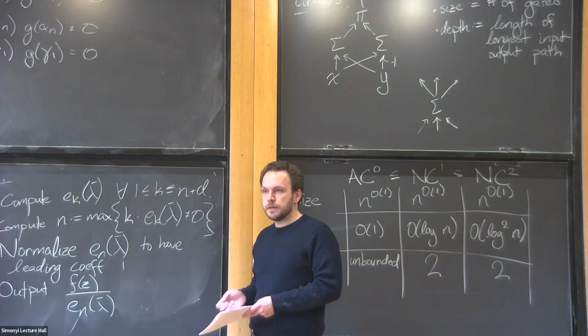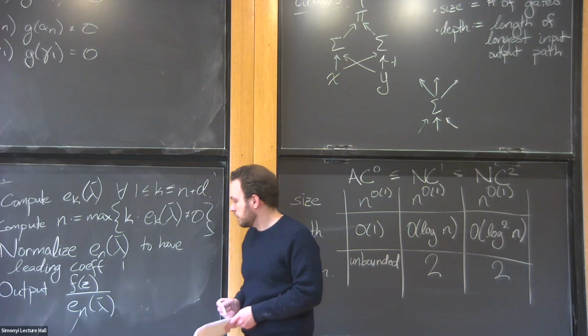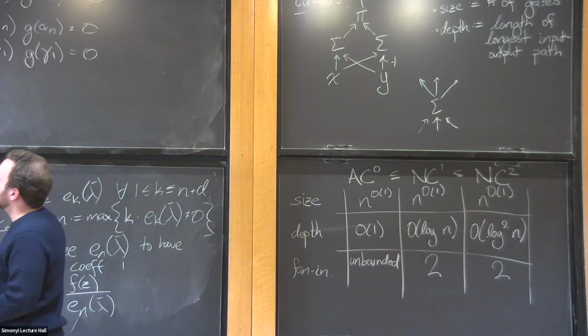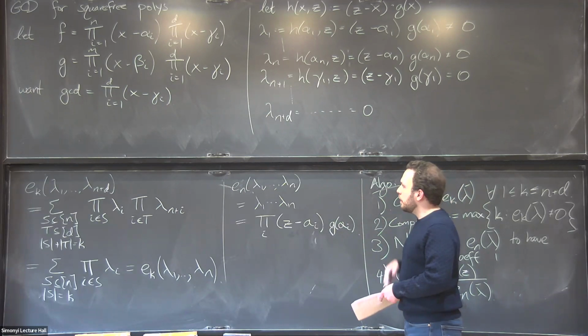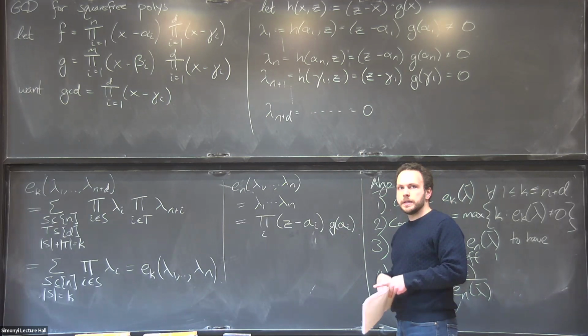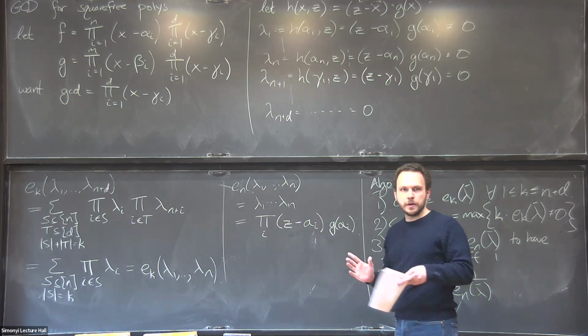So any questions on this? Okay. Great. So this gives us the GCD for square-free polynomials. And now we need to work a little bit harder just to extend this to the GCD for arbitrary polynomials.